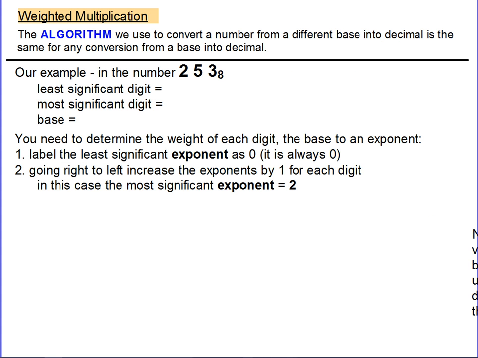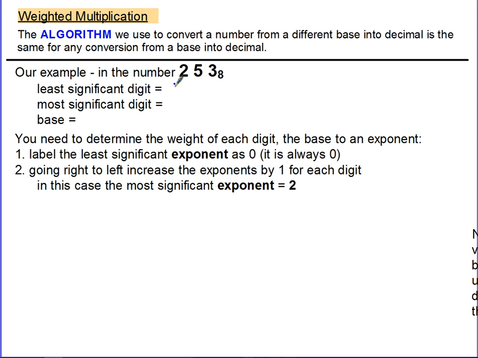And we're going to follow that same process today, that same algorithm that we used to convert between binary and decimal, which was called weighted multiplication, to convert between decimal and octal. So if we take an octal number, I can check that this is octal because it's got the little subscript here that tells me it's base 8, and then it has 3 digits, and all 3 of those digits are legal digits. They're 0 through 7.